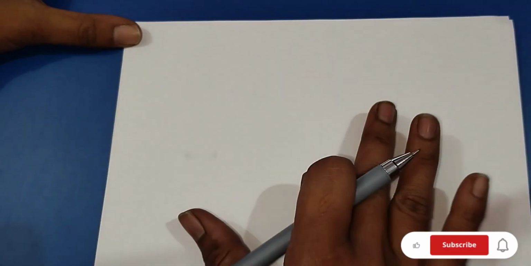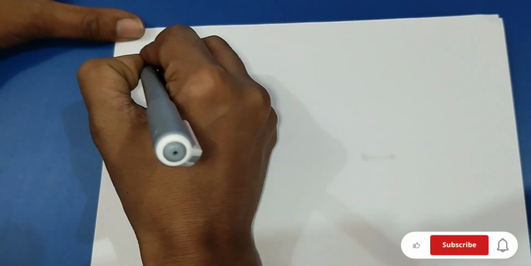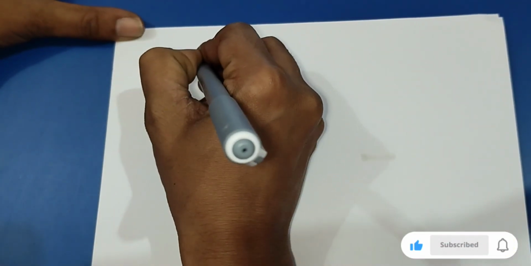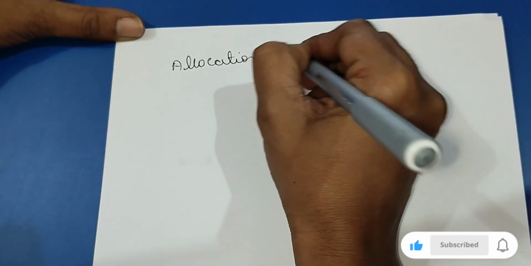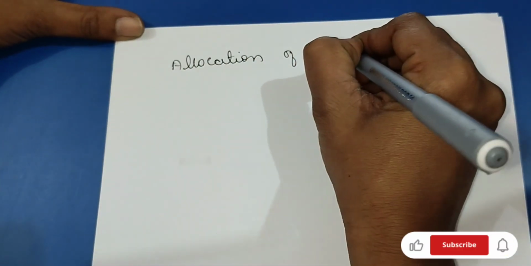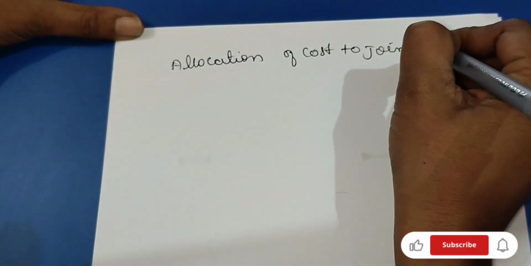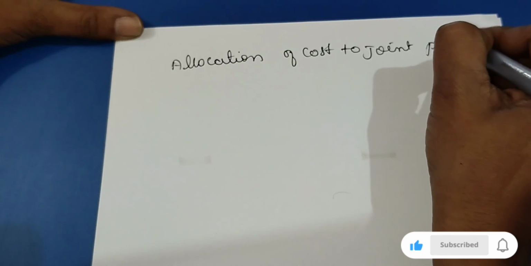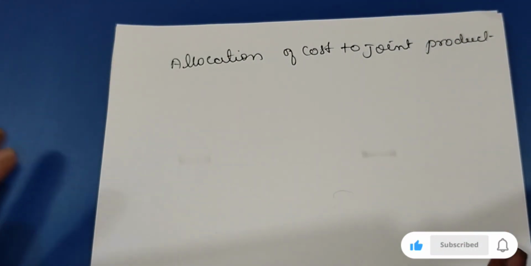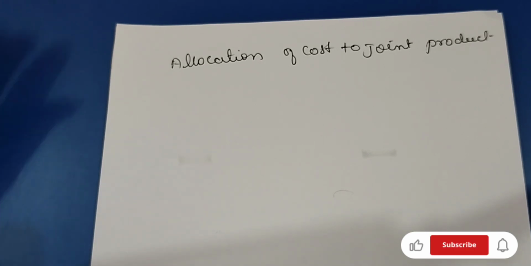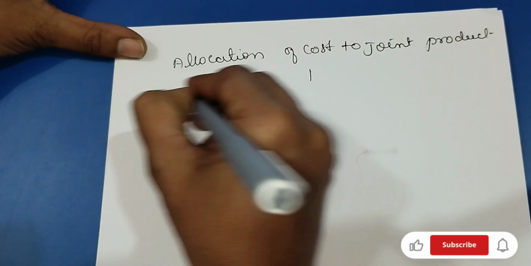In case they have any joint products, how should we allocate the cost? Allocation of cost to joint products. Main products and by-products are there, so which you want to produce and which you don't want to produce, but from the waste, the scrap, you want to utilize it. So that is joint products. Then how should the cost be allocated?